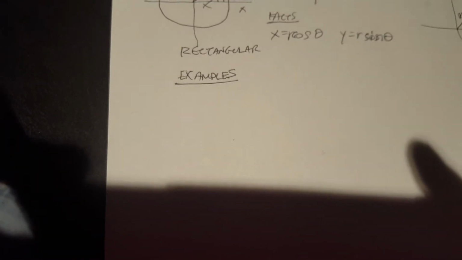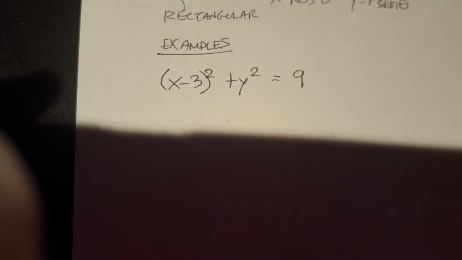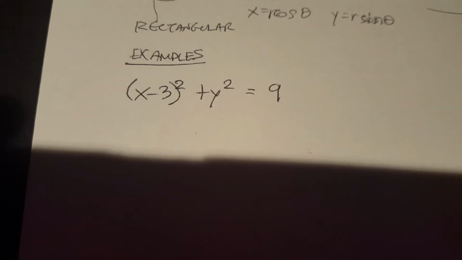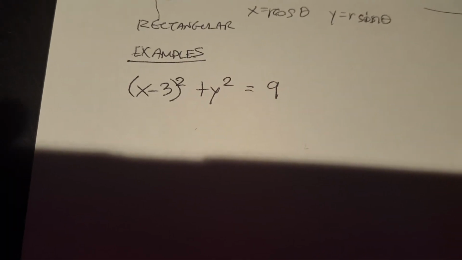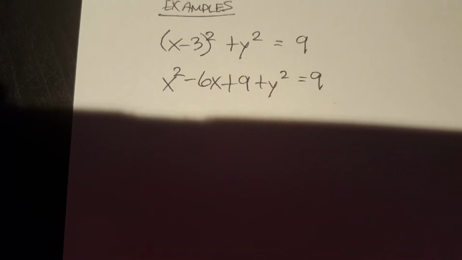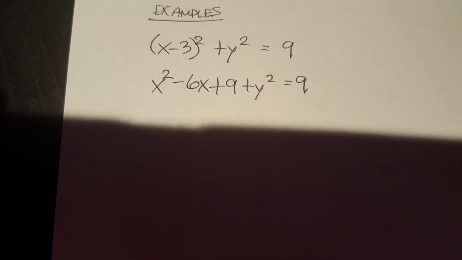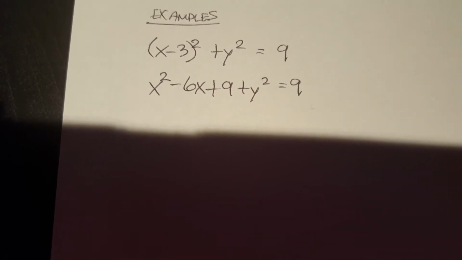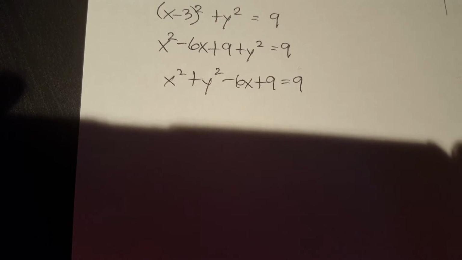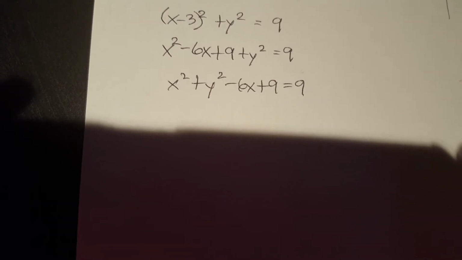Okay, let's get to some examples. In the first one we have (x minus 3) quantity squared plus y squared equals 9. Let's FOIL and simplify. If we multiply that out, we get x squared minus 6x plus 9 plus y squared equals 9. Rearranging this, I want to put x squared plus y squared together because remember, way up here, r squared is equal to x squared plus y squared. So we're going to use that information.